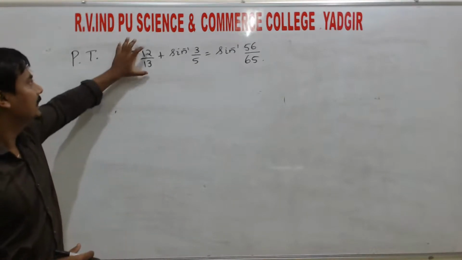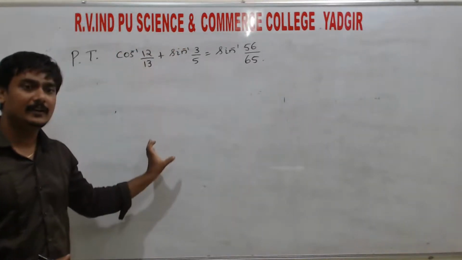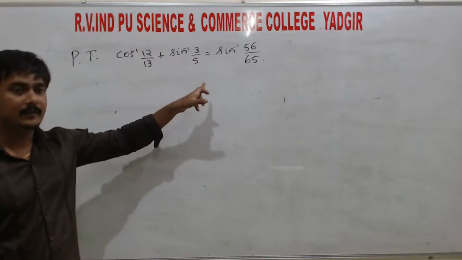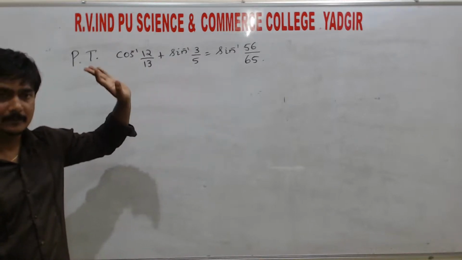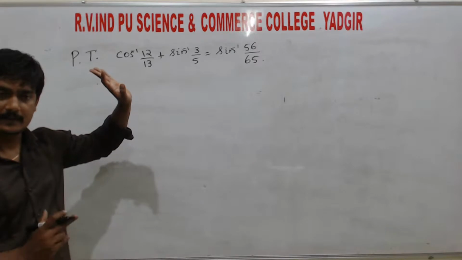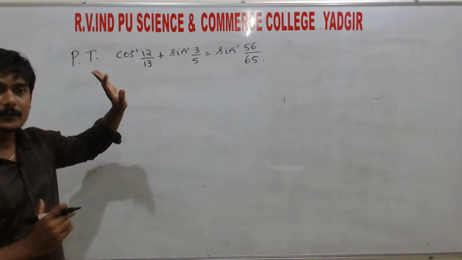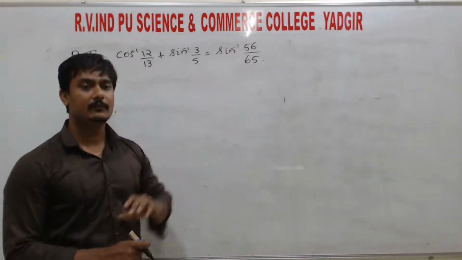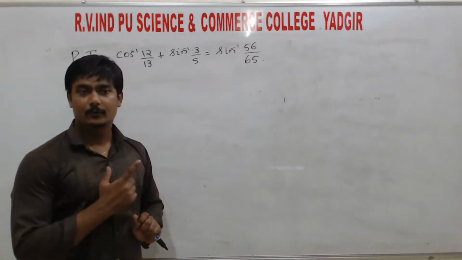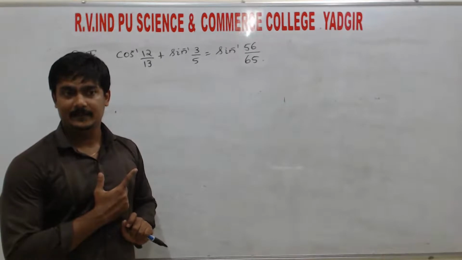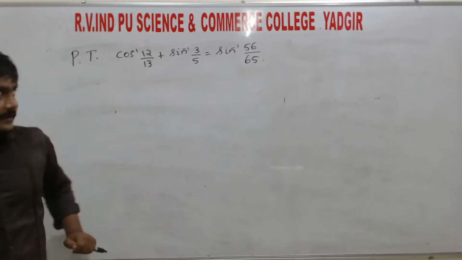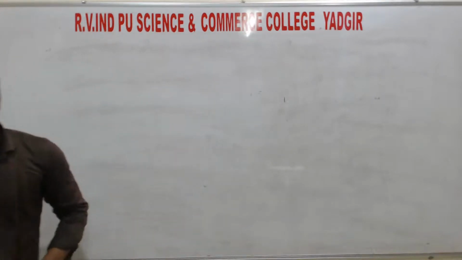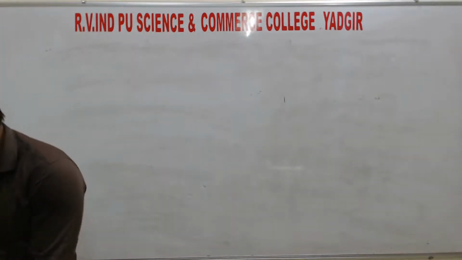What you will do? You will express these two inverse trigonometric functions in terms of tan inverse. You will use the tan inverse x plus tan inverse y formula. Is that clear? And finally, you get the answer also in terms of tan inverse. Again, convert it in terms of sin inverse. I hope you can do this problem very easily. Let us consider the next question.